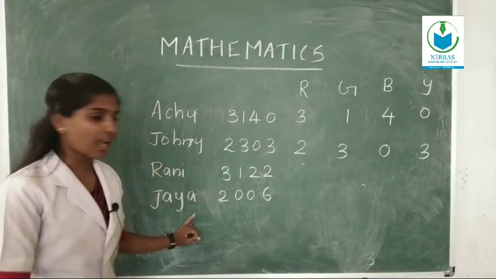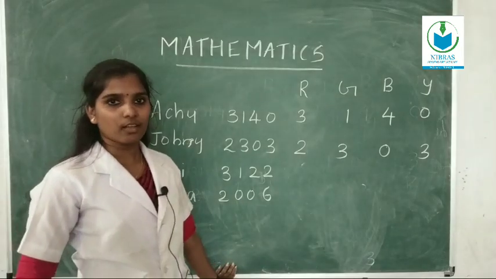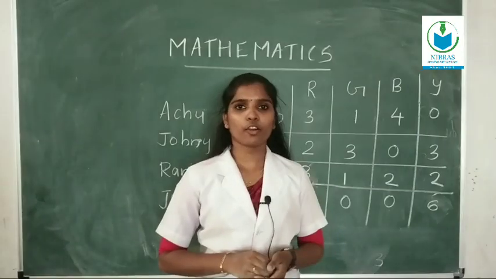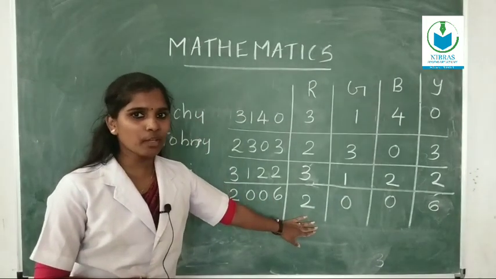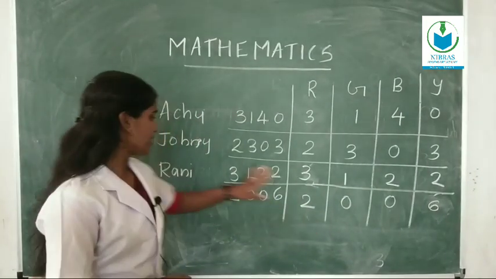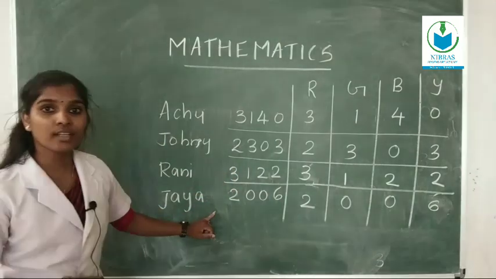Okay, for that I will give you a few minutes. Okay, do it fast. Okay, have all of you finished? Then look at this. Did you get this answer? If you have any mistake, then correct your answer. Okay, so first one Rani and then second one Jaya.